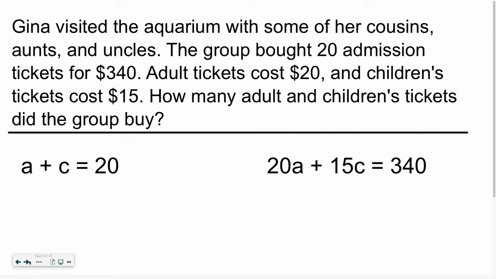So what do we need to do? Do we have a value that we can substitute right now? No, we would have to change the form of the equation. We wanted to say A is equal to something or C is equal to something. So what can we do here?